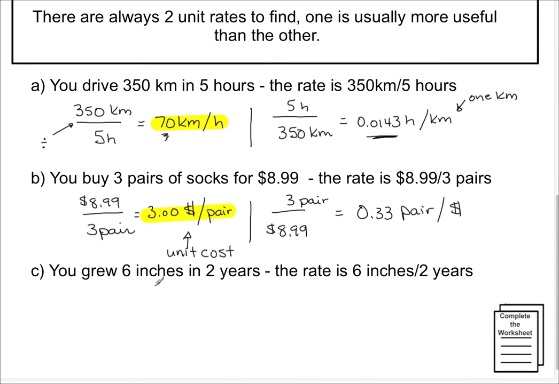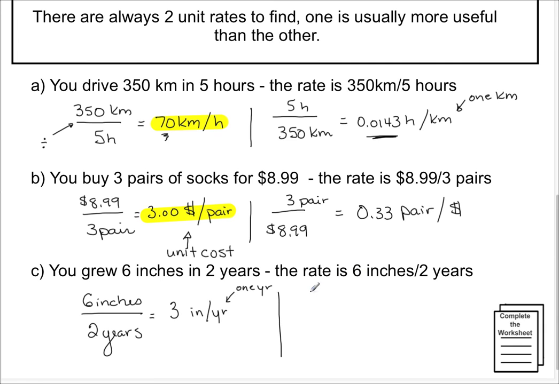Let's have a look at the last one. You grew 6 inches in 2 years. The rate is 6 inches every 2 years. So 6 inches per 2 years. The way we have this written, we have inches on top and years on the bottom. So we're going to find out how many inches we grow in 1 year. Remember, the bottom is always 1 year. I'm not even going to pull out my handy dandy calculator for this. 6 divided by 2 is 3. There are 3 inches per year.